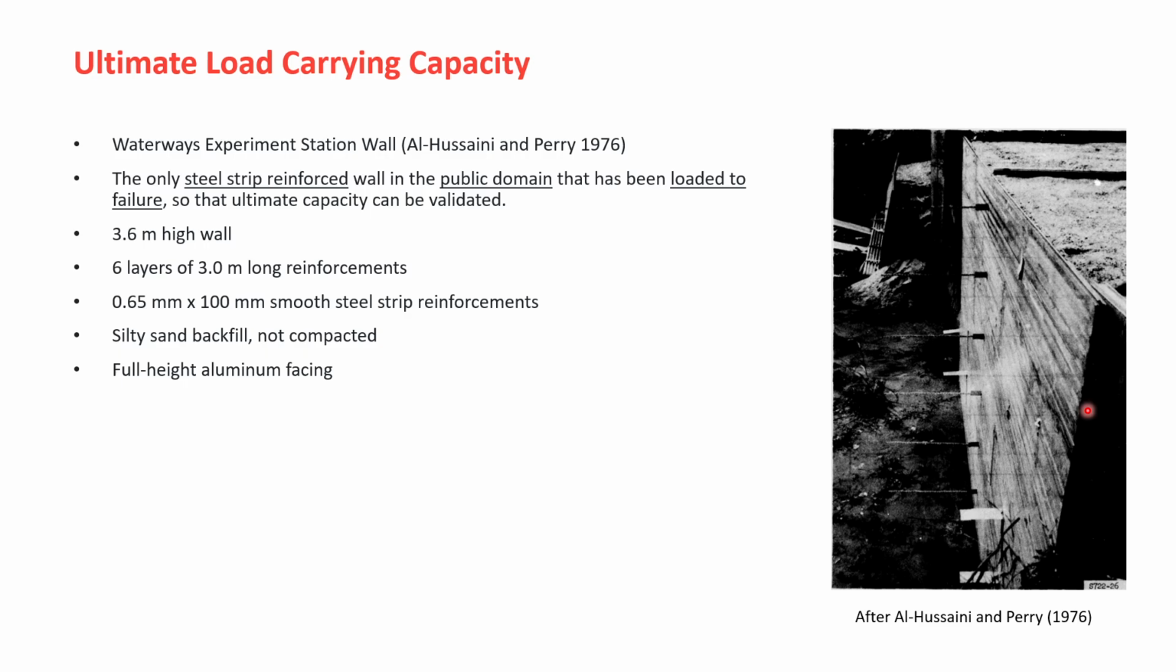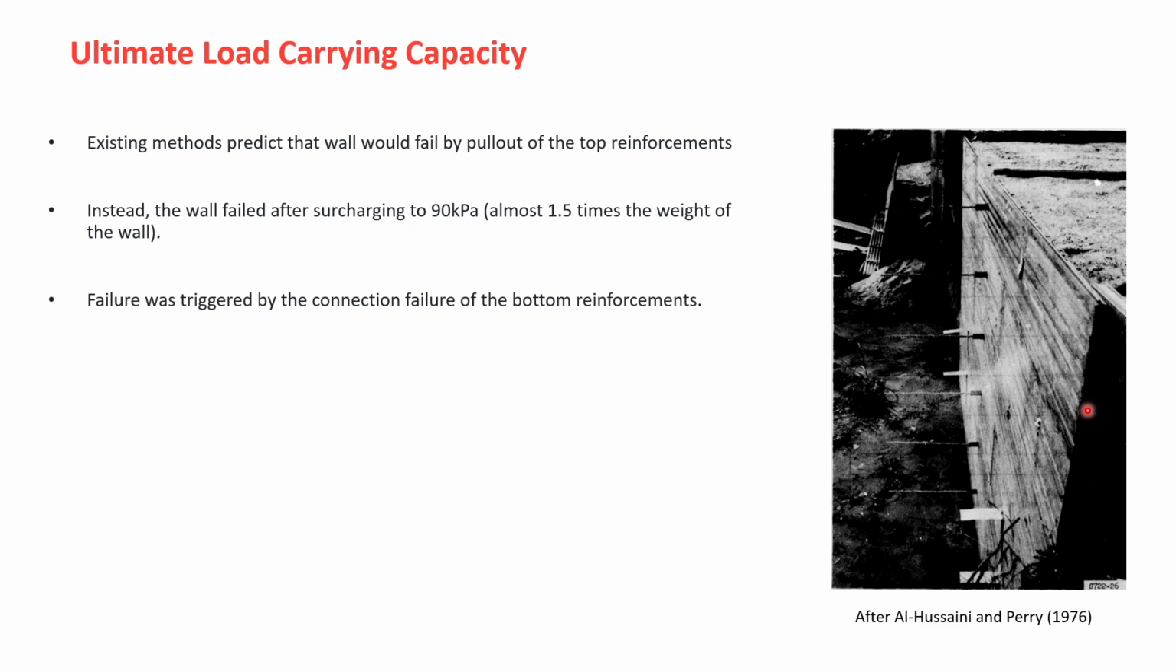It was a 3.6 meter high wall, purposely under-designed, by the way. They constructed the wall and nothing happened. It deflected by only about 5 millimeters, so it's not a wall that's going to fail under pullout. The people who did the test waited for a couple of days, nothing happened, and they started loading again. They went on loading up to 90 kPa. Then that's when the wall failed.